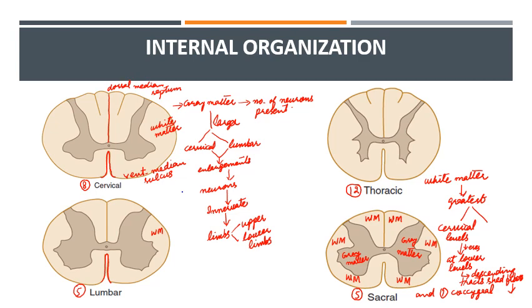and ascending tracts accumulate in the cervical levels. As shown in this diagram, if we see the cervical segment, we can clearly see that the amount of white matter is greater here. The reason we have mentioned in this diagram.